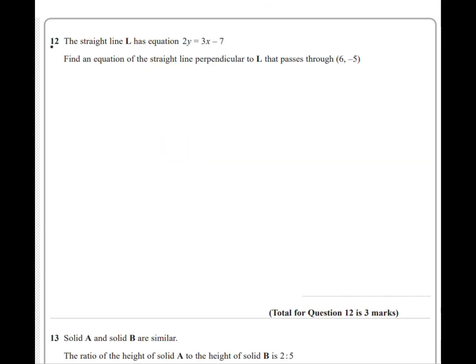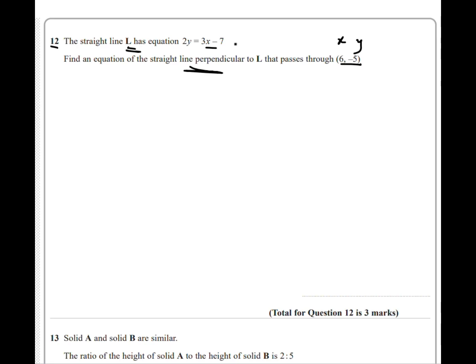Okay, so this is question 12. The straight line L has equation 2y equals 3x minus 7. Find an equation of the straight line perpendicular to L that passes through (6, -5). So x is 6 and negative 5 is y. Now, we need to find a straight line that is perpendicular to this equation.